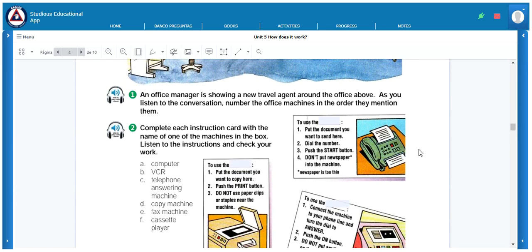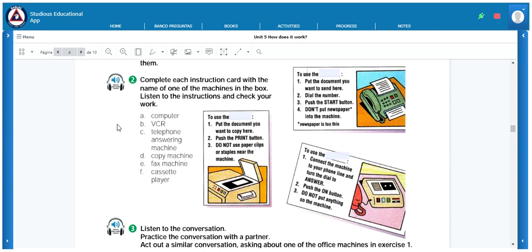Now take a look at number 2. Number 2 says complete each instruction card with the name of one of the machines in the box. Listen to the instructions and check your work. So don't forget that this exercise, once again, you need a listening. You need to have the speakers or your headset on because this is a listening activity. You have them right here on the side. You have letters A through F to match the instruction cards that you have on the side.